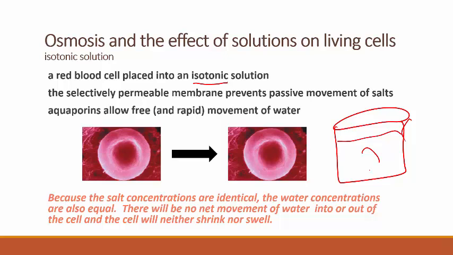So here we have a cell, and we're going to pretend now that the concentration inside the cell is 3% salt. So we've put it into an isotonic solution, and there is no net movement of water because both have a water concentration of 97%.